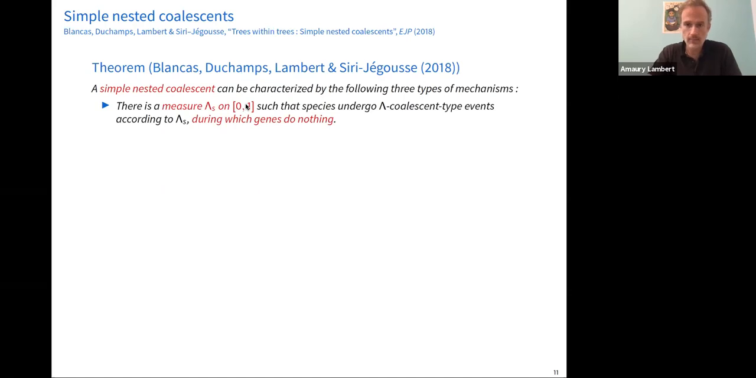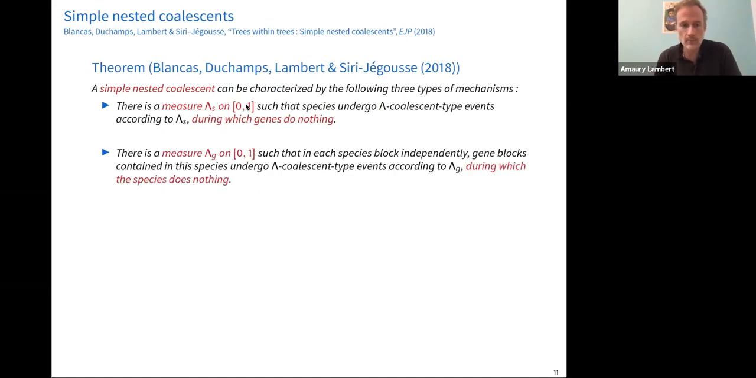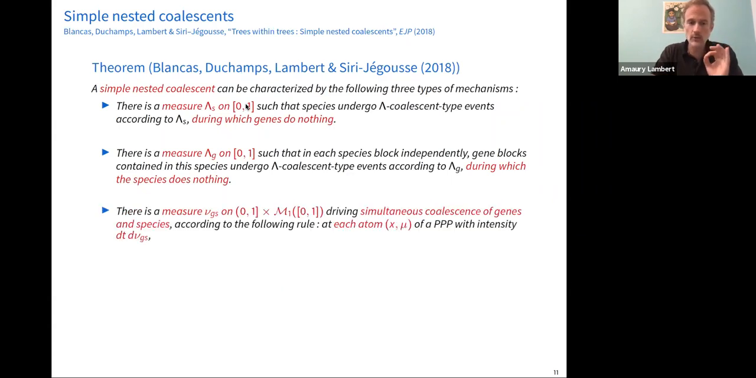The second type of mechanism is the same, but independently in each species, the genes can undergo lambda coalescent type events according to some common measure lambda sub g, during which the species do nothing. And then you have the simultaneous merger for species and genes. So here is how it goes.